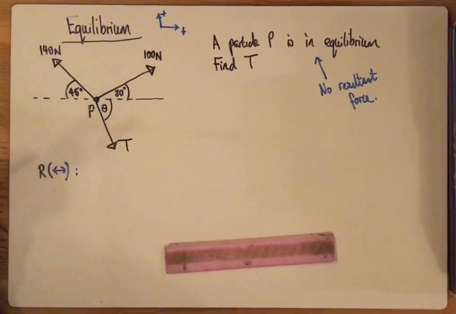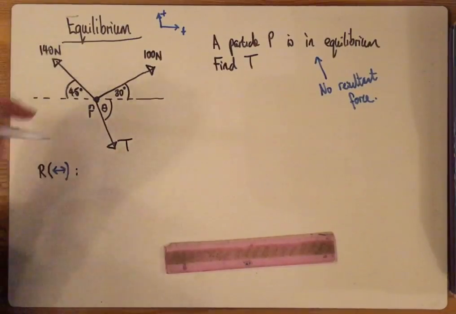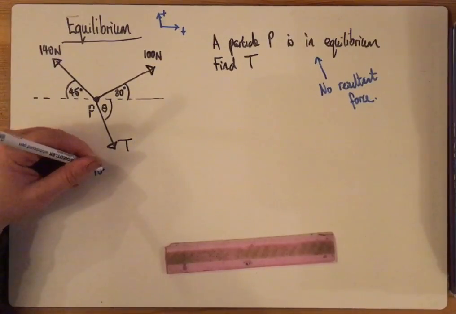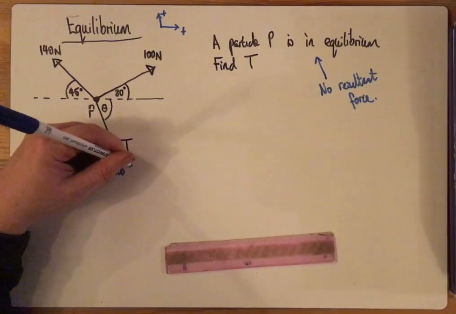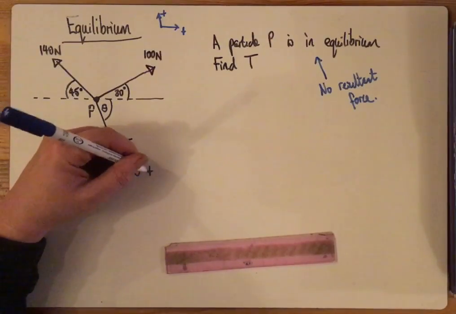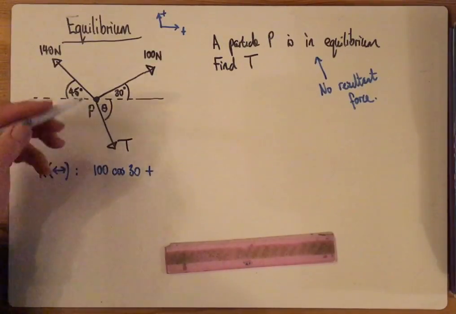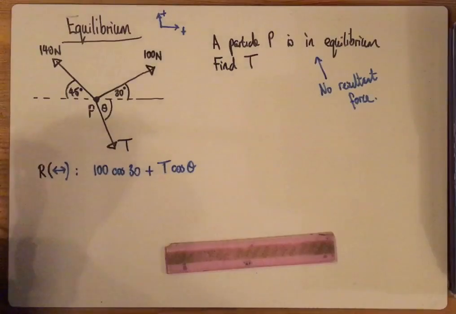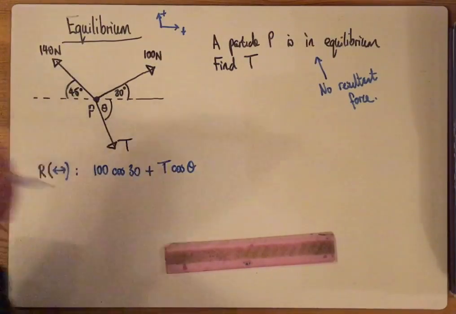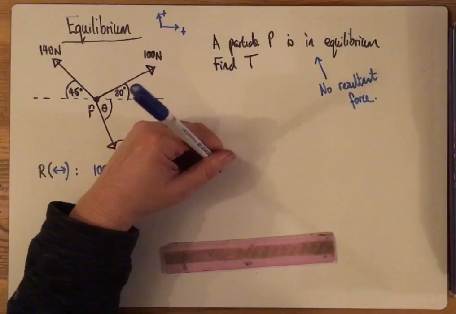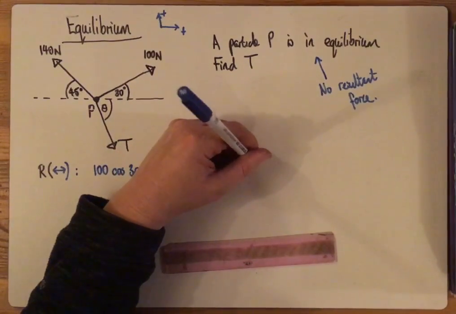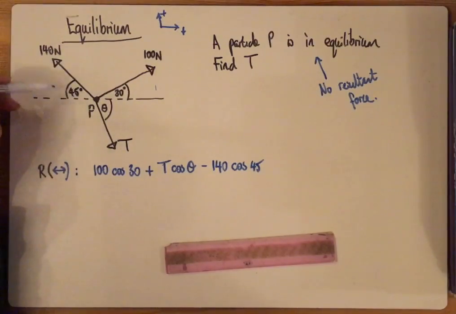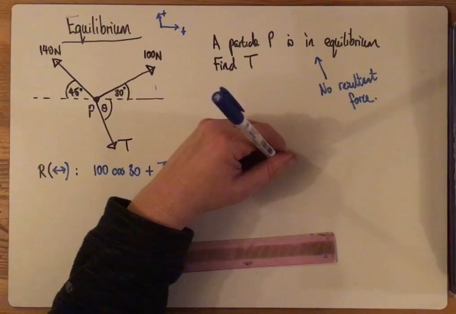You could change that if you wanted to. So we've got 100 cos 30 plus t cos theta, and then this is acting in the negative direction, so it would be minus 140 cos of 45. So I'm using cos for all these because I want the adjacent. We draw in a right angled triangle. So when you add those together, you get 0.